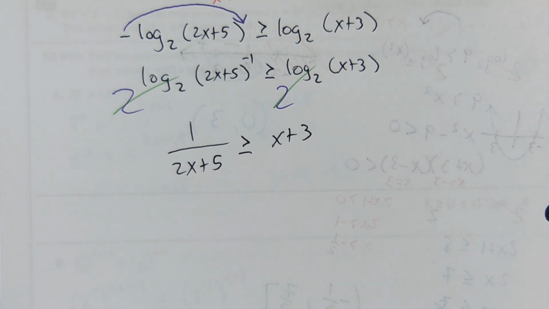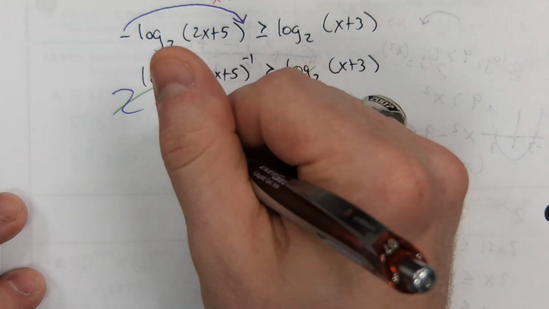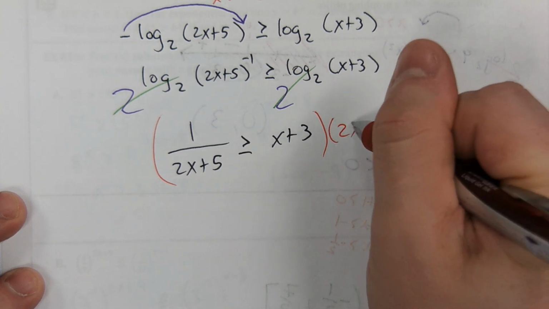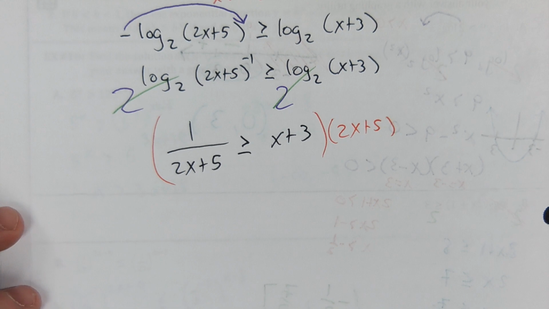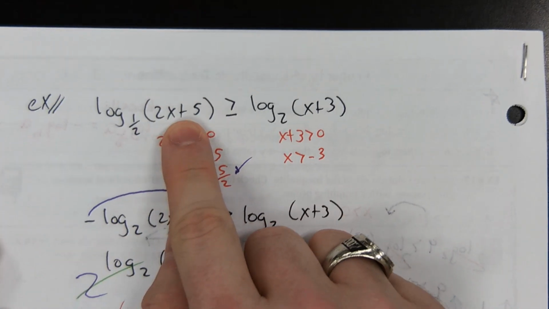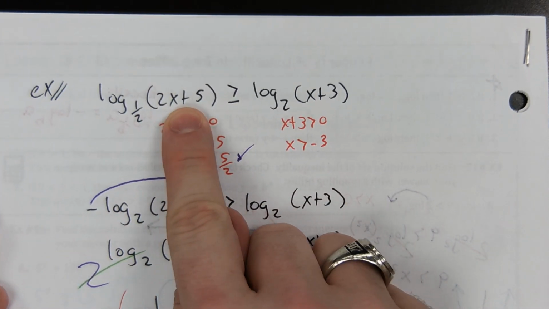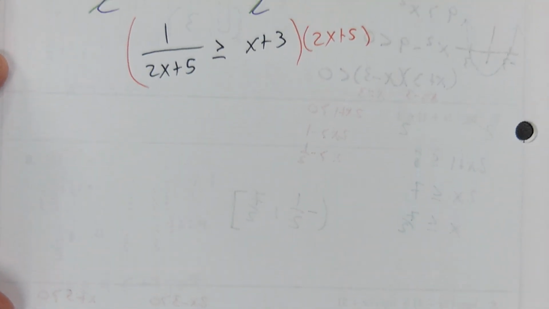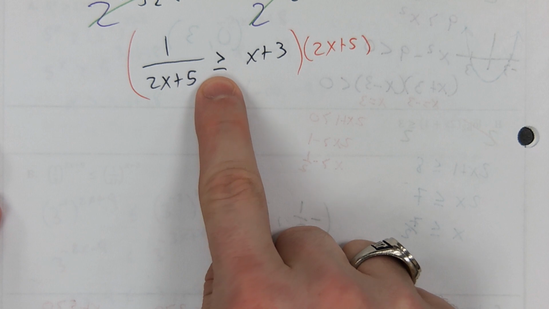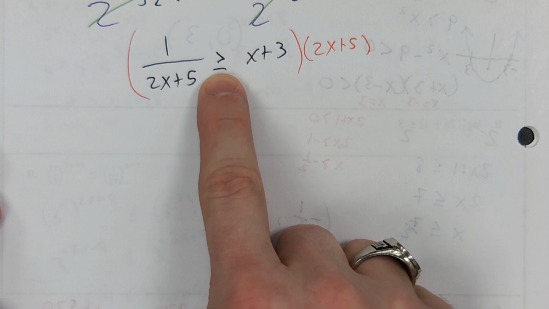And we are ready to rock and roll. What do we do now? Multiply, because we don't want to deal with the fraction. We are going to multiply both sides by 2x plus 5. And remember, because 2x plus 5 was an argument, the assumption is 2x plus 5 is a positive number, which is why we don't have to wonder about it switching the sign over, because the assumption is already that 2x plus 5 is positive. Is everybody cool with that idea? Does that make sense? Okay.